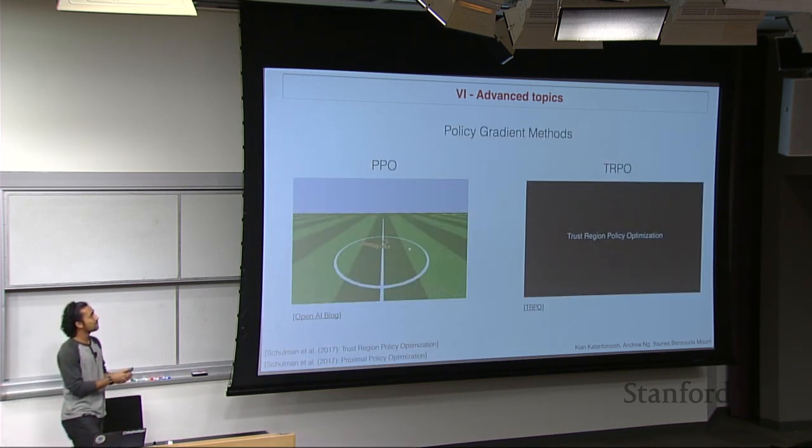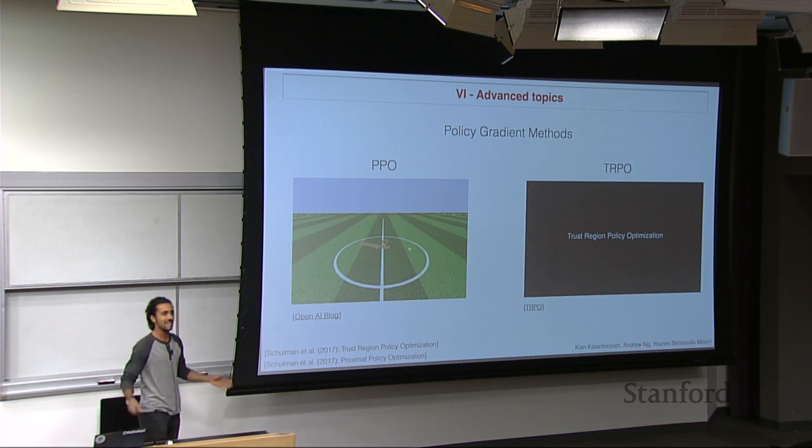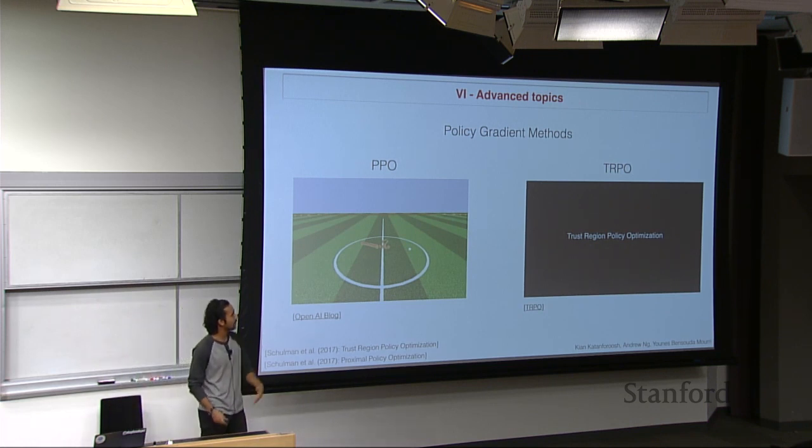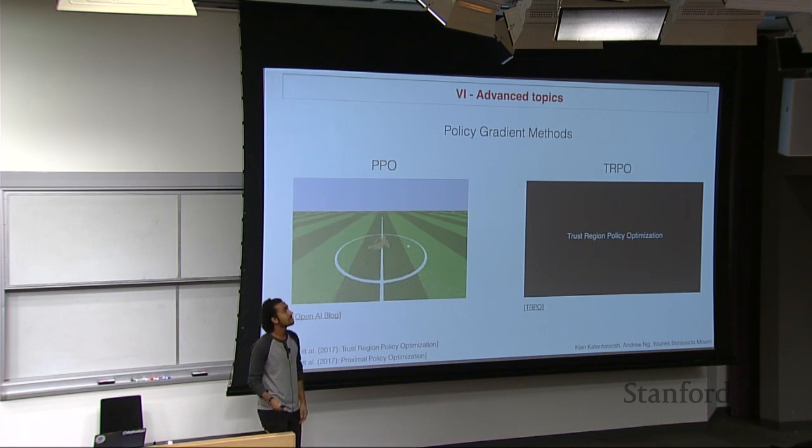OK, another type of algorithm, this is a whole different class of algorithm called policy gradients.